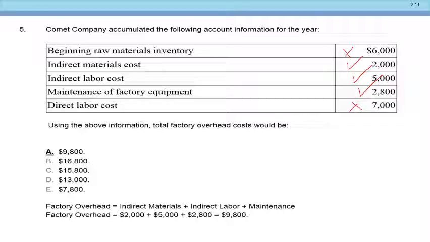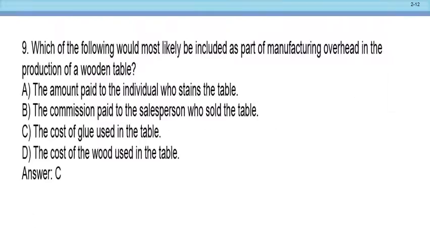Okay? All right, good. Let's take a look at this next question, okay? Which of the following would most likely be included as part of manufacturing overhead in the production of a wooden table? Okay, how about the amount of stain to be used in each table? You could probably measure the stain that you put on each table. Hey, you use half a can of the stain for each table.